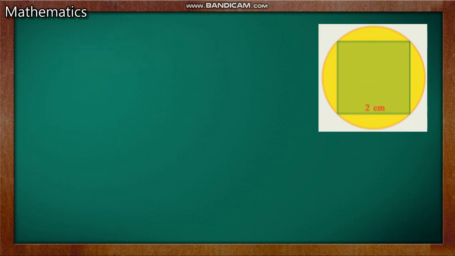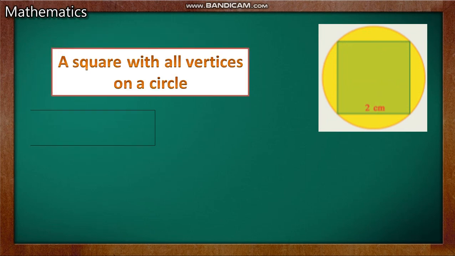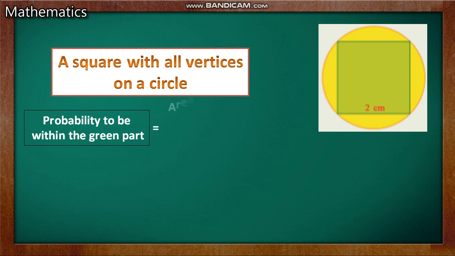At first, let's explain this figure. A square with all vertices on a circle. Here a square is there and all vertices of the square are on the circle, and probability to be within the green part is equal to area of green part divided by area of total part. You have to study that. Now how can we find the area of green part, area of that square? The side is given as 2, so area of the green part will be 2 square, that is equal to 4.